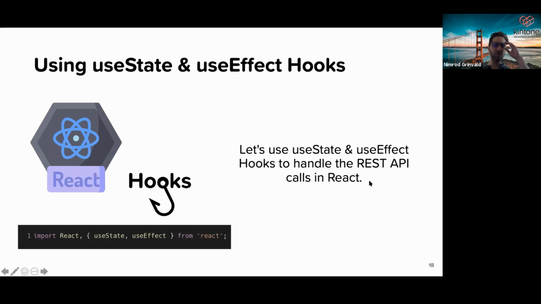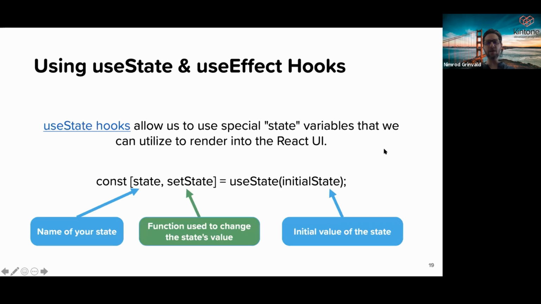React introduces these two what we call hooks to basically handle the REST API calls. The useState hook, to read off of the slide over here, allows us to use special state variables that we can utilize to render into the React UI. So basically we have this thing called a state, whatever that is. And the state is basically where React goes to check what the variables are, what variables need updating, and what is the initial state of the variables that have been defined.